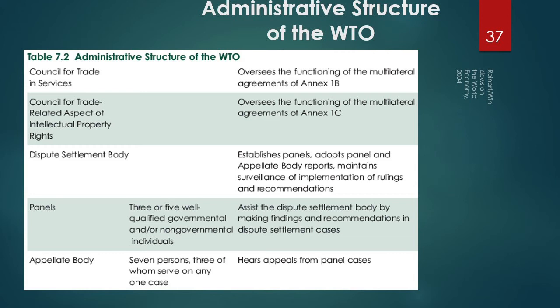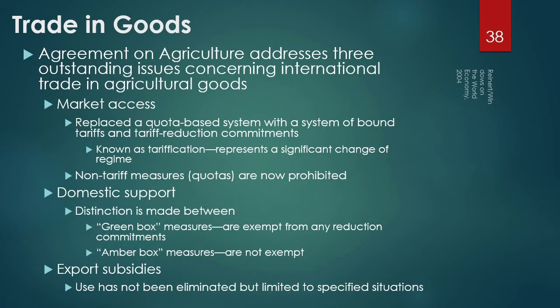We remember trade in goods, which includes an agreement on agriculture, which addresses 3 outstanding issues concerning the international trade in agricultural goods specifically. First is market access, and it replaced a quota-based system under GATT with a system of bound tariffs and tariff reduction commitments. It's known as tariffication and represents a significant change of regime. There are also non-tariff measures, quotas, which are now prohibited. It also includes domestic support.